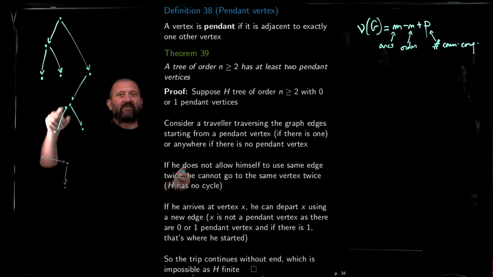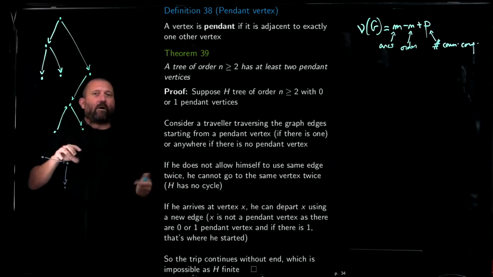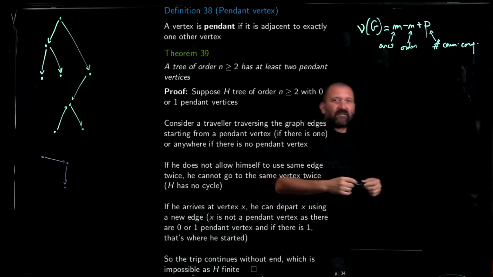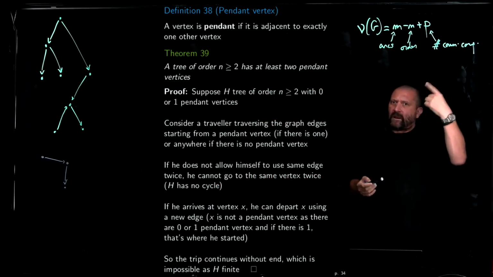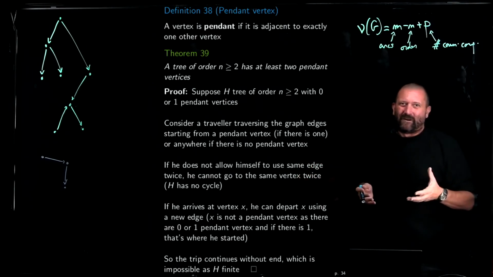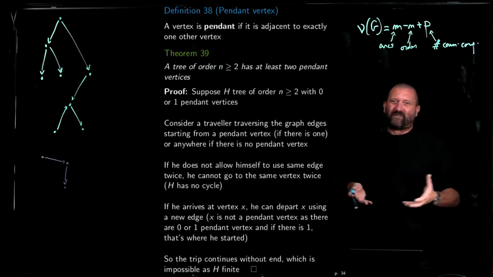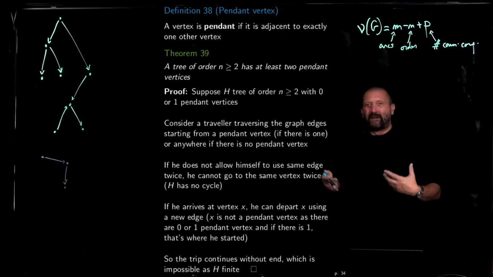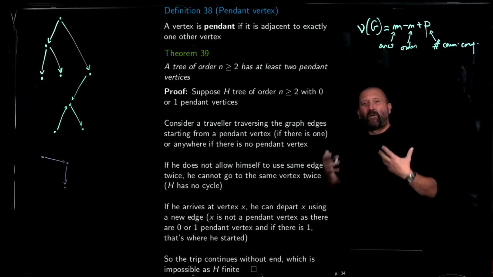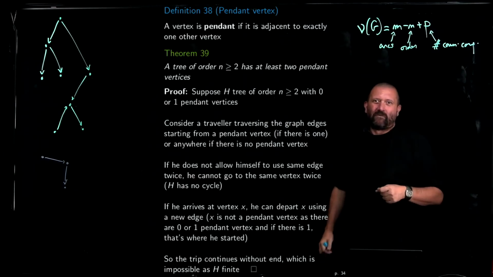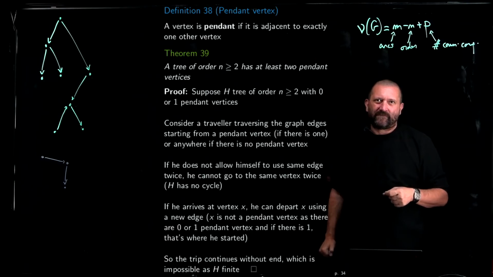And so that means that I'm going to be able to go along another path. So I can carry on and on and on. But I can't, because the tree is finite, by assumption. We're not working with infinite trees. So I can't be traveling forever. And that means it's not possible for me to have only 0 or 1 pendant vertices.